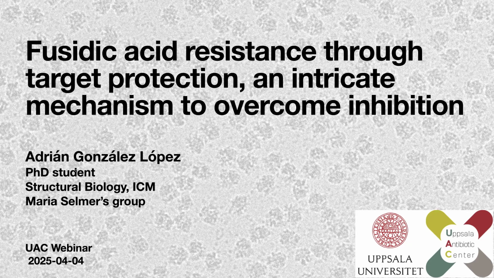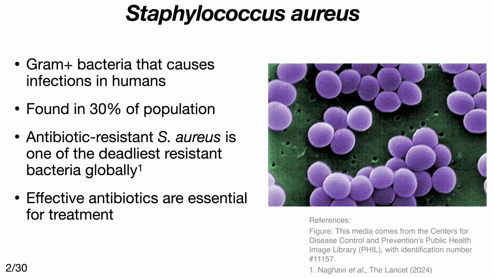So I'm Adrian. I'm a PhD student in Maria Selmer's group at Uppsala University. And now we're going to change the topic and I'm going to present about a molecular mechanism for fusidic acid resistance. First, I will introduce you to Staphylococcus aureus, which is a gram-positive bacteria that can cause infections in humans.